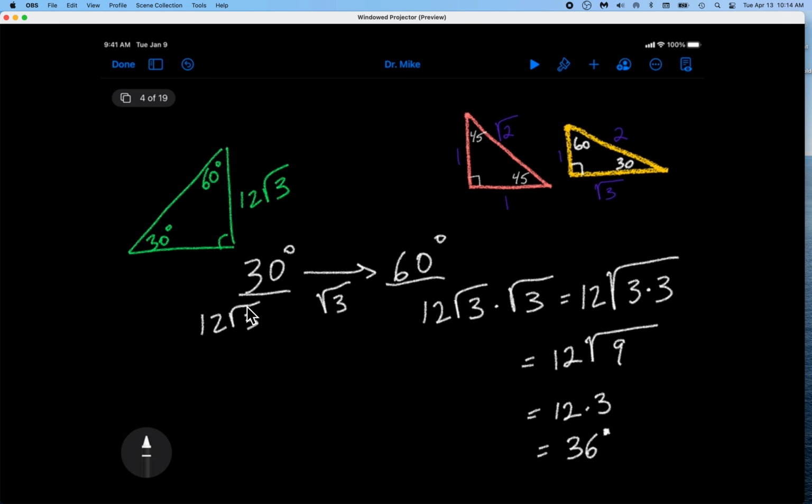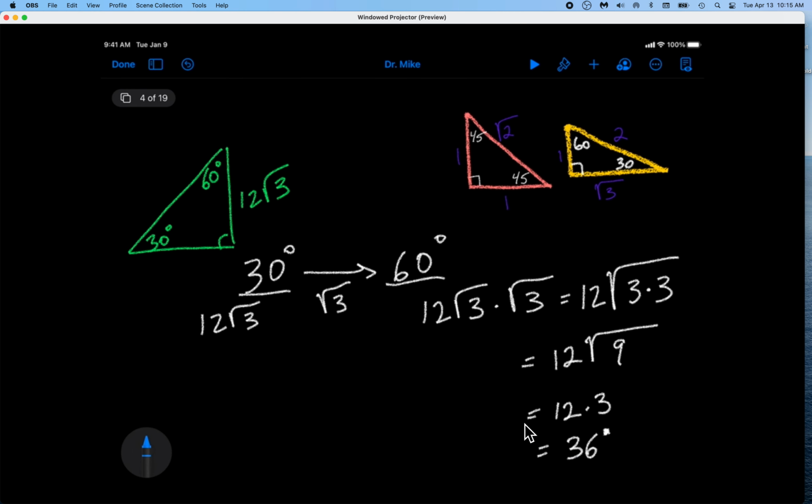Again, to review, we have the side opposite the 30 degree. We're trying to find the side opposite the 60 degree. Our reference triangle says that whenever 60 degree is involved, we're going to use this as a conversion factor. We place it here. We're getting bigger, therefore we're going to use that conversion factor to multiply, and that is our final answer.